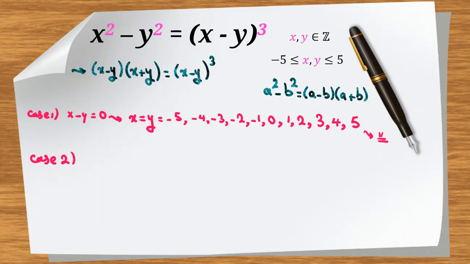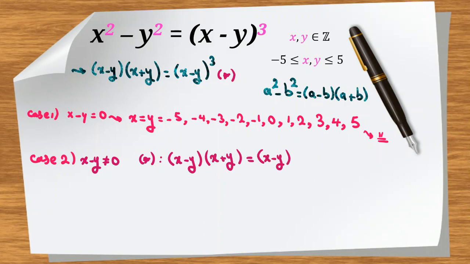Now let's consider case 2. In case 2, we can say x minus y is not 0. So we use this identity, let me call it star. By star, let's rewrite star here: (x minus y) times (x plus y) equals (x minus y) cubed.